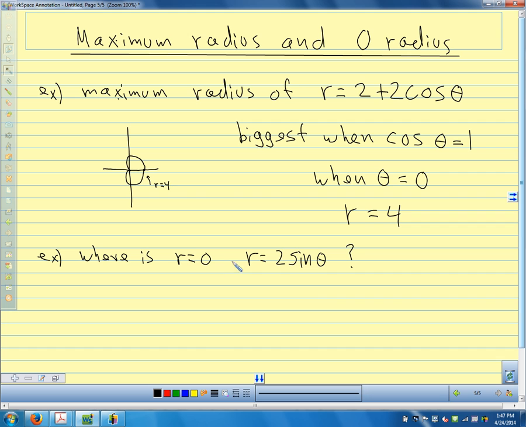Radius equals 0. What's going to make the radius equal to 0? When sine theta equals 0. When is sine theta equal to 0? Theta equals 0. Sine theta is 0 at theta equals 0, and pi.